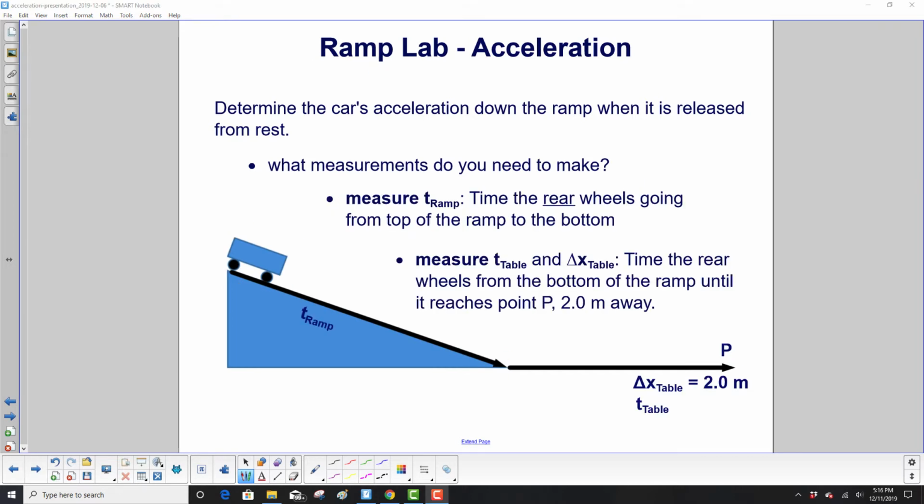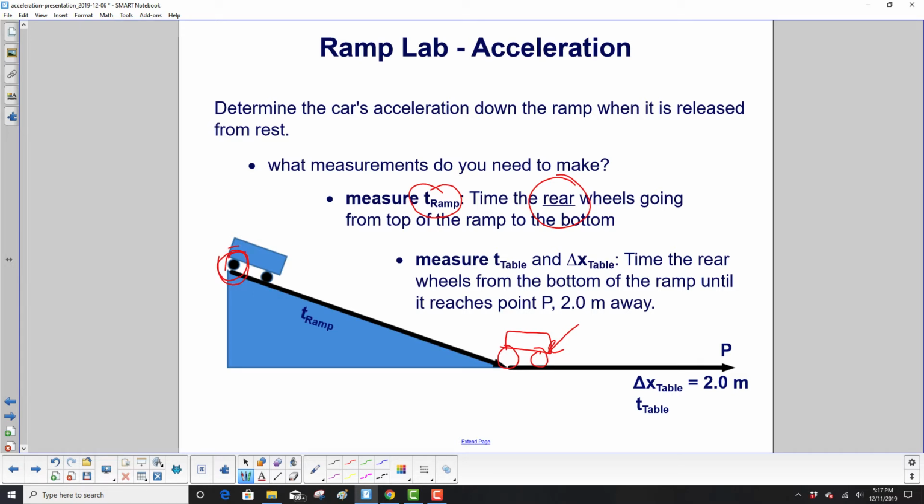We'll show one way to find acceleration. You might find another that's equally good. But for now, we're going to make a measurement of T ramp. That will be the time that the rear wheels of the car get to the bottom of the ramp. So you specify rear wheels. For example, you don't measure where the rear wheel takes off here, and then at the bottom, you measure when the front wheel hits. That would give too short of a time. So you've got to time the rear wheels.